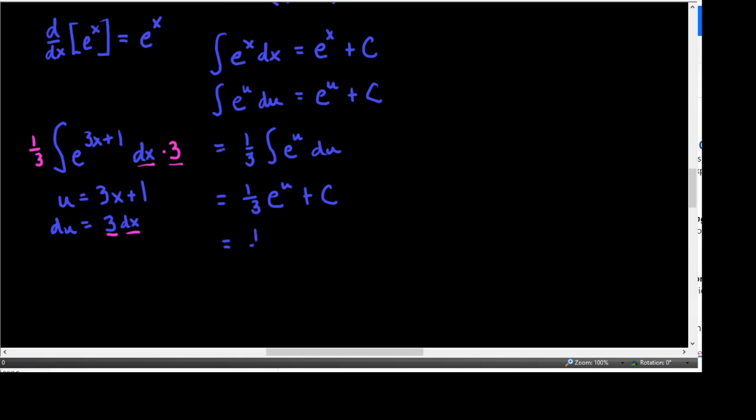And then going back to the original variable, that'll be 1/3 e to the 3x plus 1 plus the constant of integration, c.